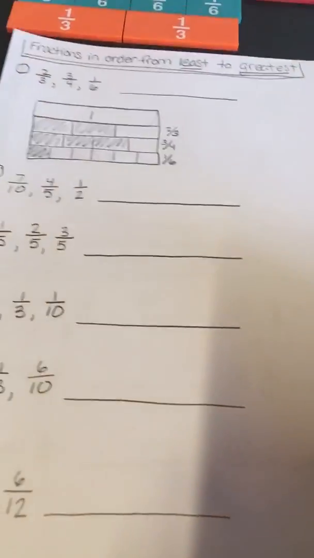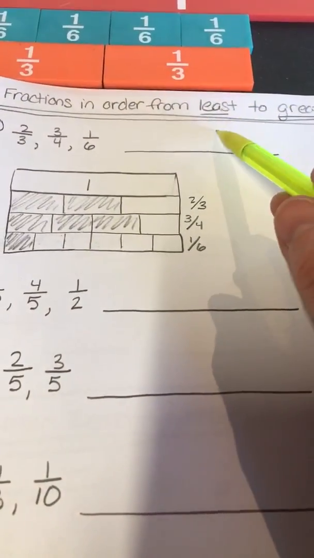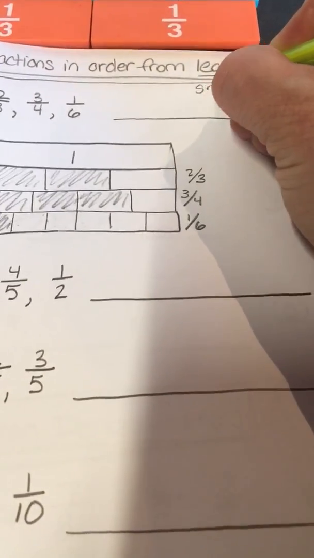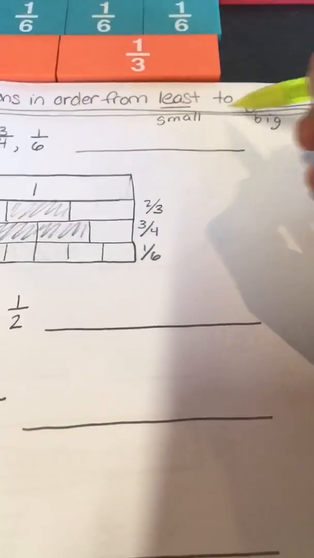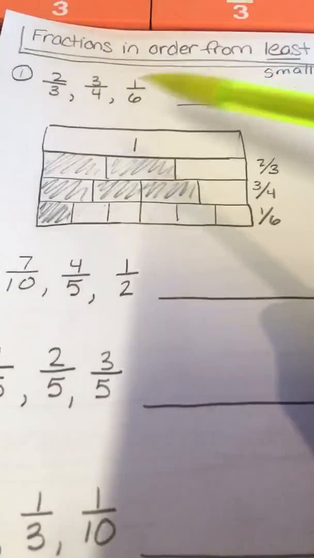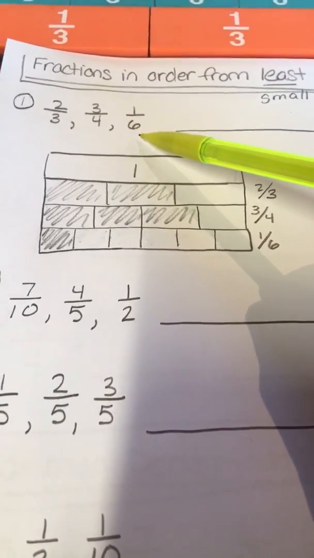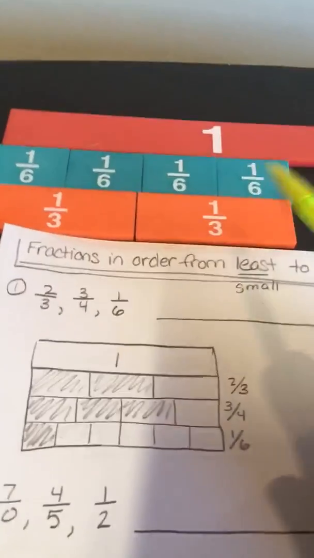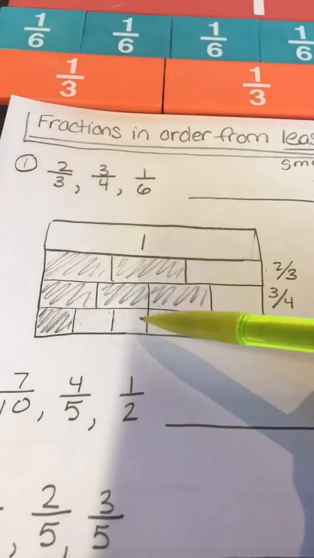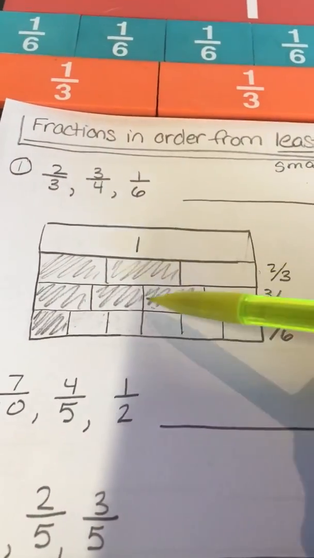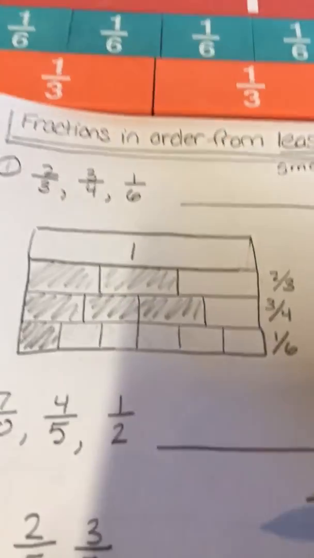And then the other page I'm having you work on today is fractions in order from least to greatest. So from the smallest to the biggest. So this first one, I even sketched it out for you to get started. We have 2/3, 3/4, and 1/6. So I can either use my fraction strips, or in this case, I've drawn it out. But if you do draw it out, make sure you have your right spaces, because if you get these spacings wrong, it doesn't always match up. So sometimes it's good to always double check with your fraction strips.